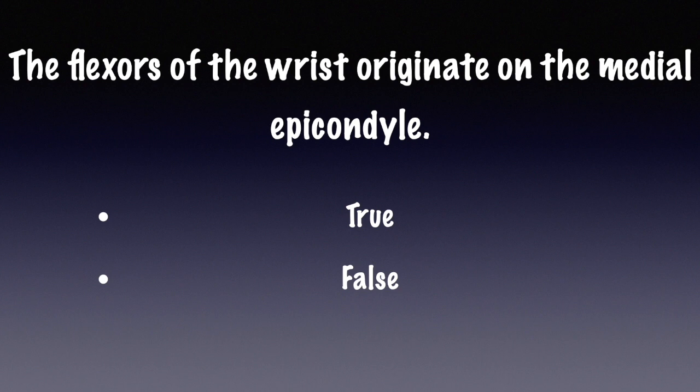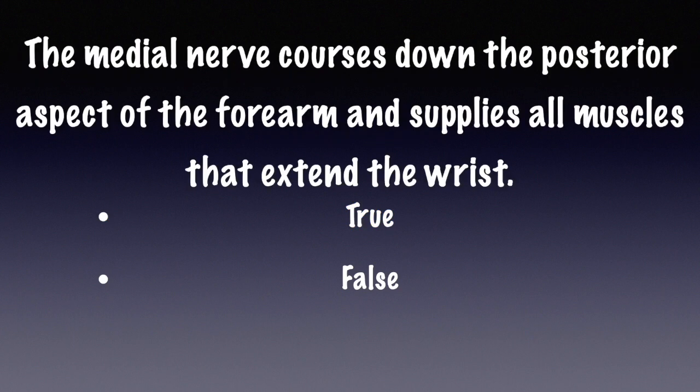True or false? The flexors of the wrist originate on the medial epicondyle. True. True or false? The medial nerve courses down the posterior aspect of the forearm and supplies all muscles that extend the wrist. False.